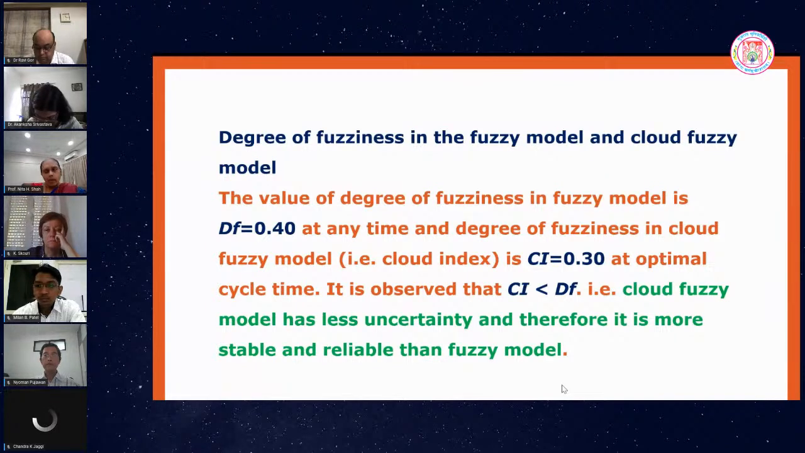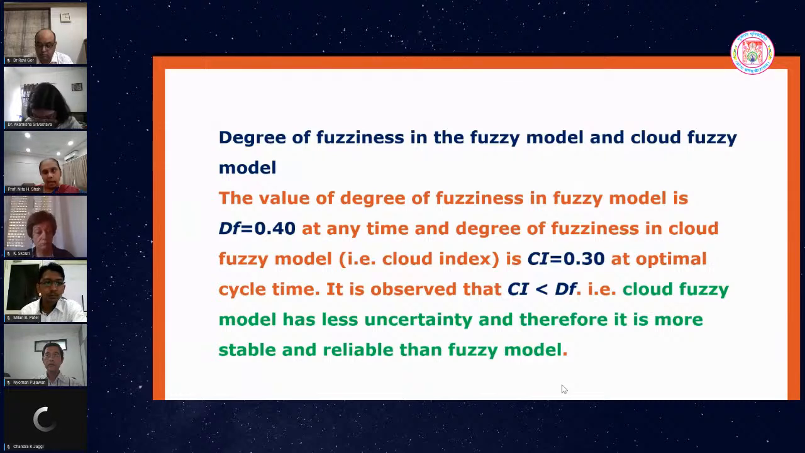Now, whether the model which I have developed is validated, that is, it comes in the confidence level. Here, confidence level is defined in terms of degree of fuzziness. So we will talk about degree of fuzziness in the fuzzy model and cloud fuzzy model. For the fuzzy model, the degree of fuzziness turned out to be 0.40, that is 40%. So variation is 40% at any time, and that in cloud fuzziness is 0.30, that is 30% at optimum cycle time.